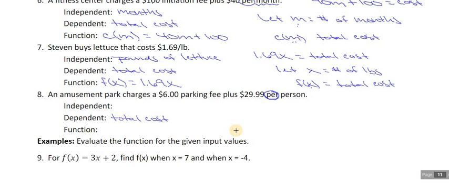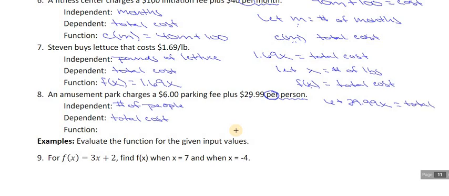And my independent variable is number of people, because that's going to be what's multiplying by the 29.99. That's going to be our fluctuating input. So number of people. Because that $6 parking fee is a flat fee no matter what. So we have to pay $6 plus an additional $29.99 times the number of people in order to get total.